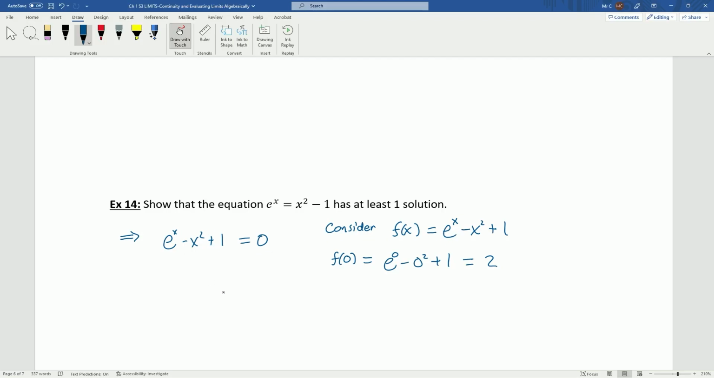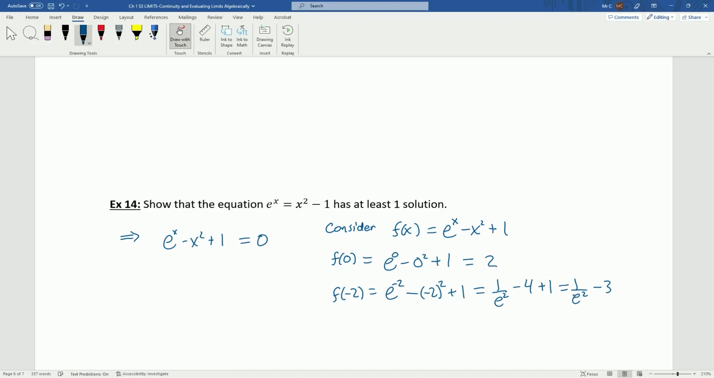So now I want a negative value. So I want to pick an x value that makes this small enough. And I know that e to the x gets smaller when x is negative because it becomes 1 over e to the x. And this square, I've got a negative in front of the square. So I'm going to just go with, let's say, negative 2. See what we get. We get e to the negative 2 minus negative 2 squared plus 1. That's 1 over e squared minus 4 plus 1. That's 1 over e squared minus 3.